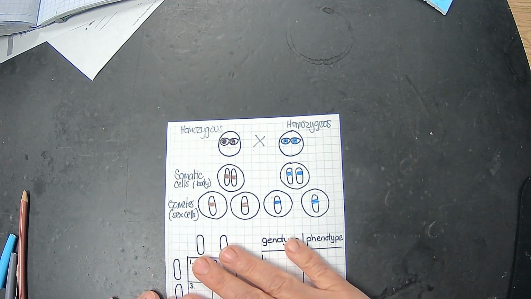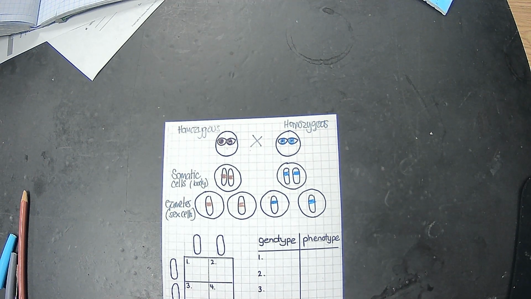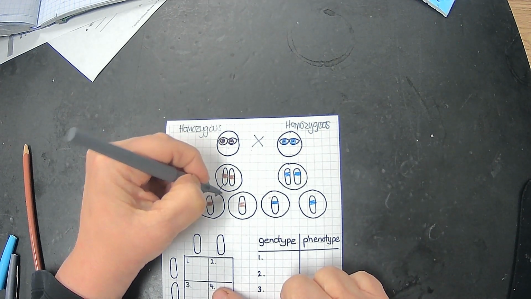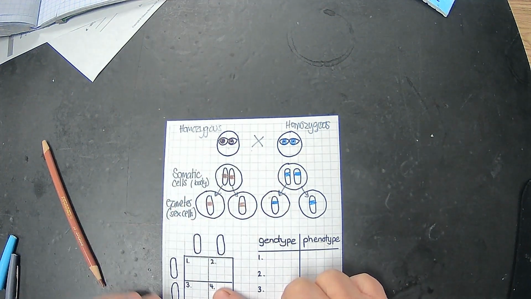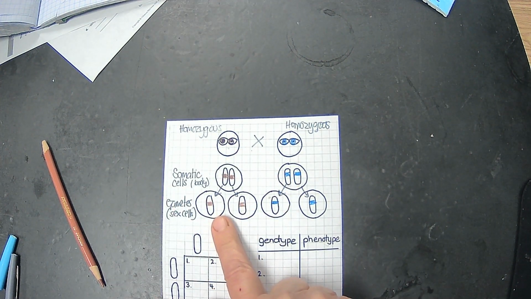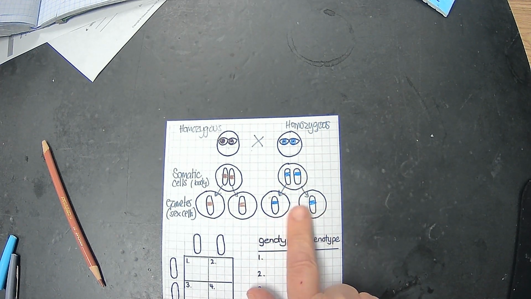And the only thing male gametes want to do is meet up with female gametes. So the only thing sperm cells want to do is meet up with egg cells. Okay, so we know that this person is going to produce gametes where the only information for eye color is brown. This person is going to produce gametes where the only information for eye color is blue.